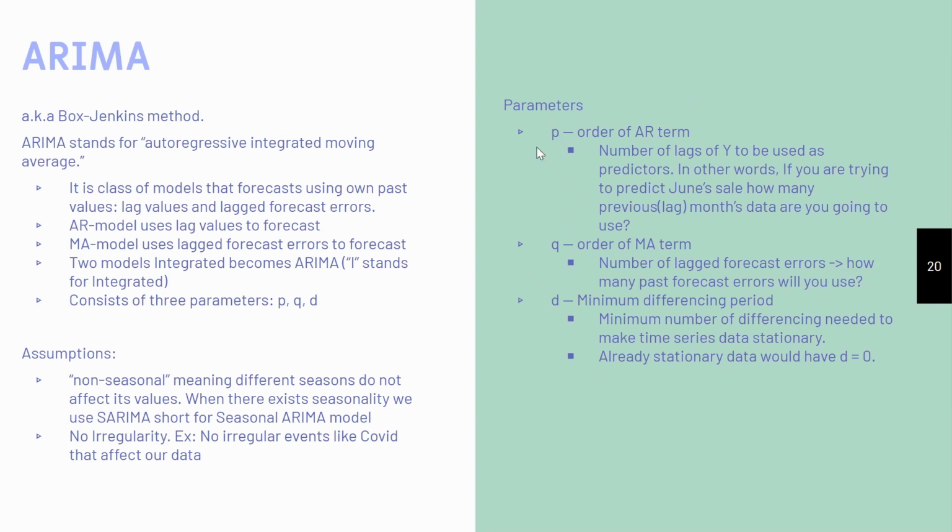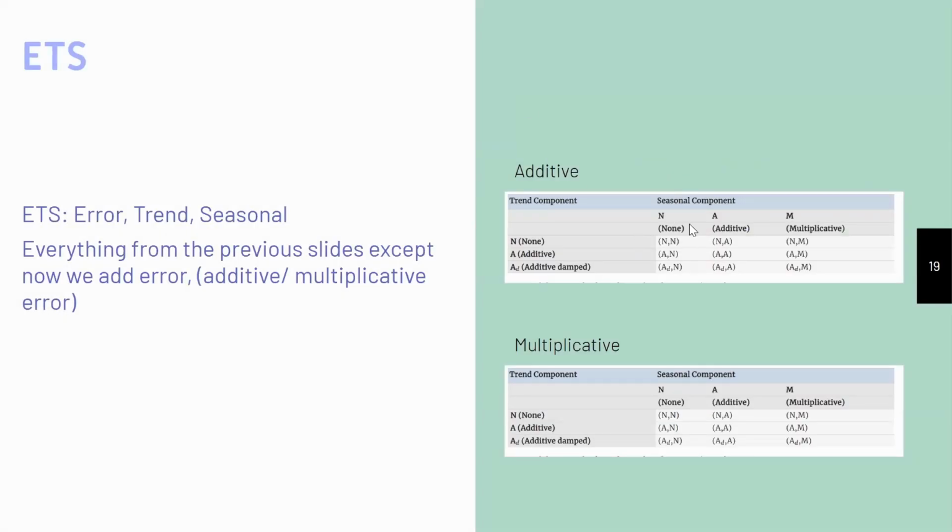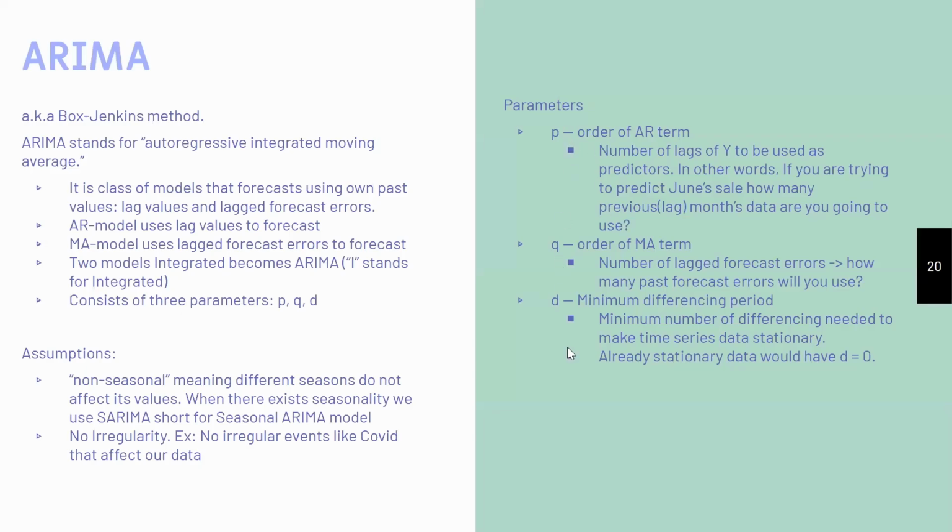The parameters in the other model were additive or multiplicative, and also the alpha, which was the smoothing coefficient. Here we have P, Q, and D. P is the order of AR.